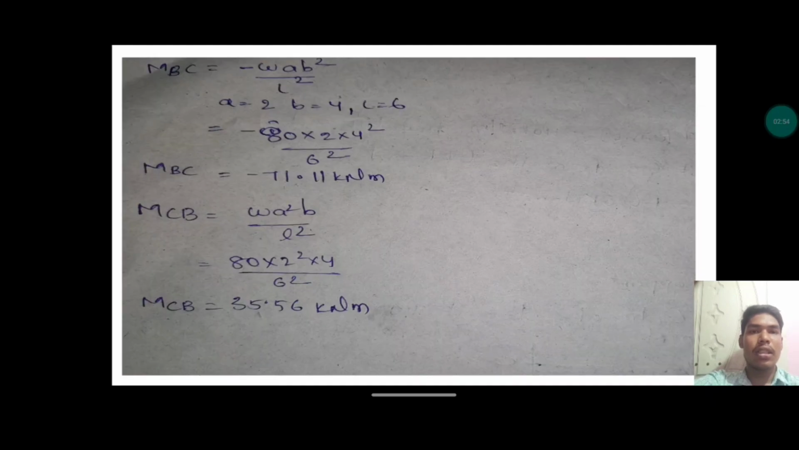Then next, MBC is equal to minus Wab square by L square, where a is 2 meters, b is 4, L is 6 meters, that is equal to minus 80 into 2 into 4 square by 6 square. MBC is equal to minus 71.11 kilonewton meter. MCB is Wa square b by L square, that is equal to 80 into 2 square into 4 by 6 square, that is MCB is equal to 35.56 kilonewton meter.